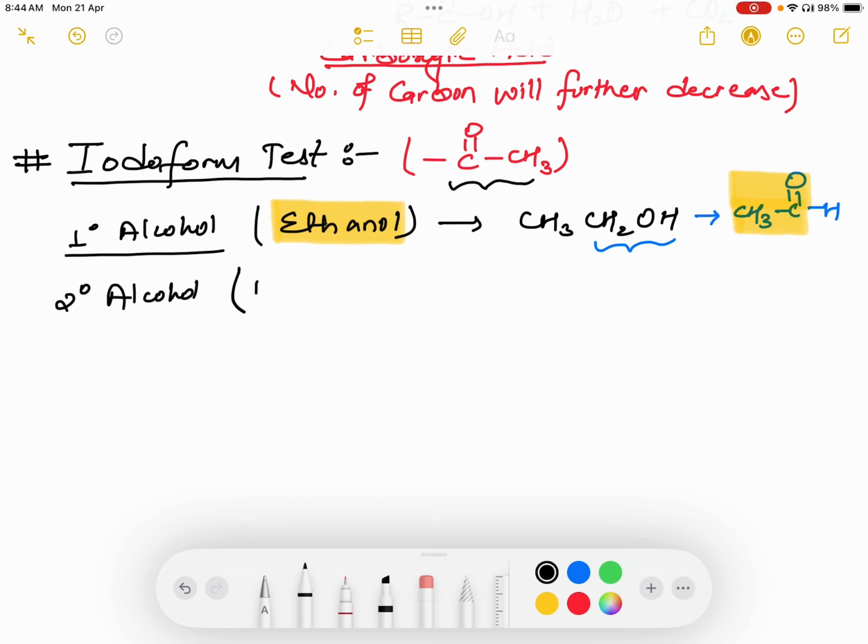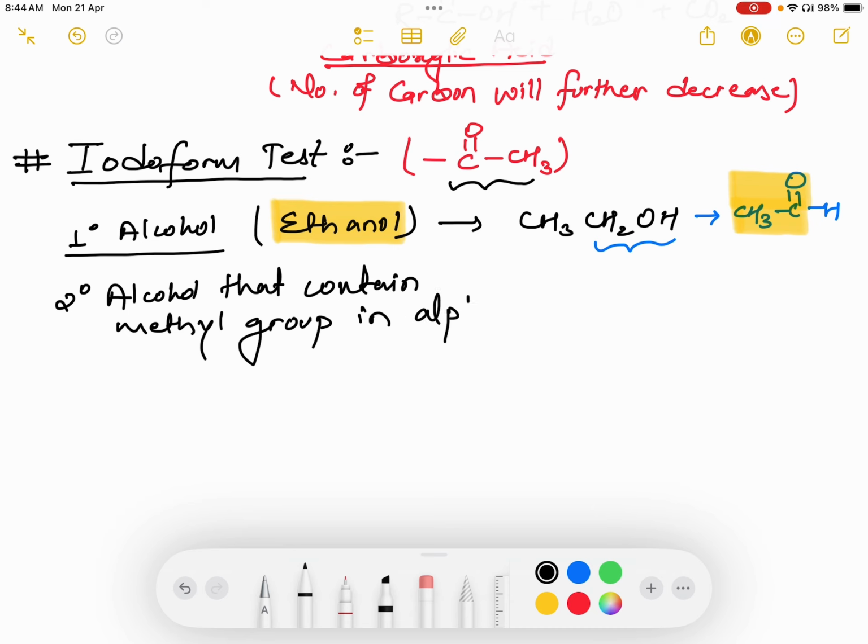Or we can call it a secondary alcohol that contains a methyl group in alpha position.